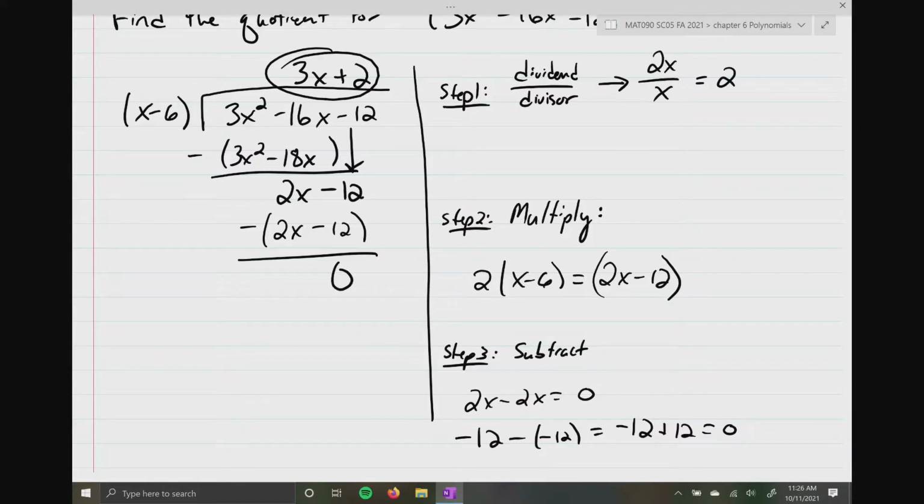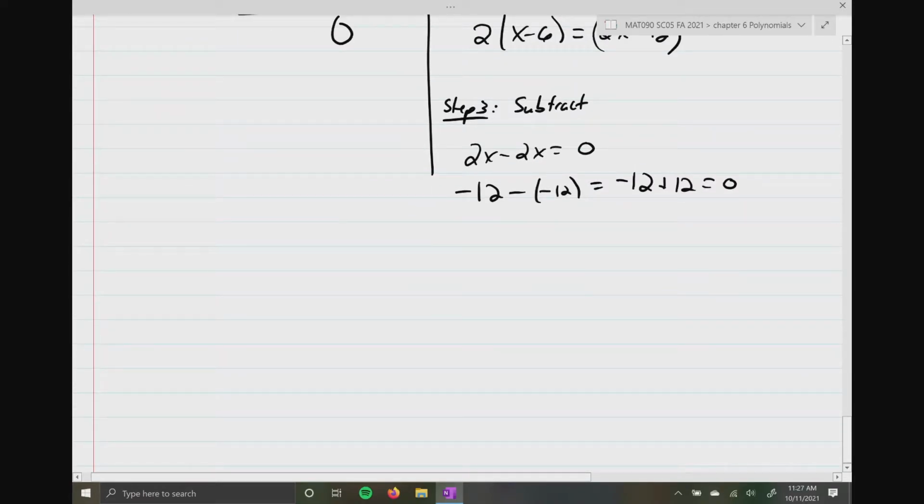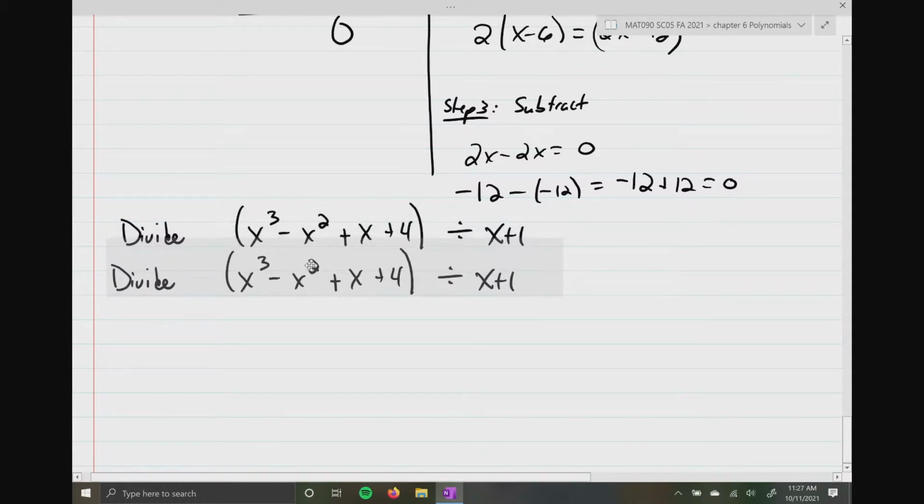So, next one. Now, I guarantee you this one has a remainder because I'm actually looking at it right now. All right? Megan H., you good? You're probably like, what an idiot. So, we're going to divide x to the third minus x to the second plus x plus 4 divided by x plus 1. And because I love technology, I'm going to take advantage of it right now. There we go.